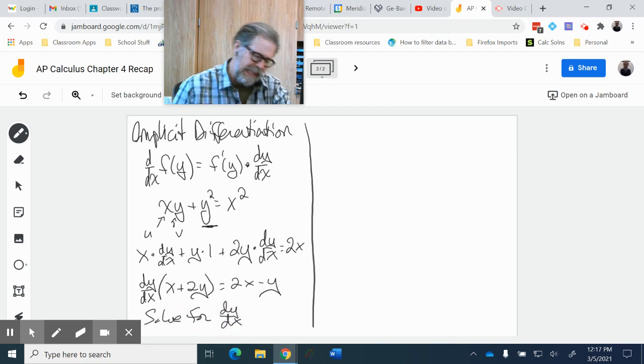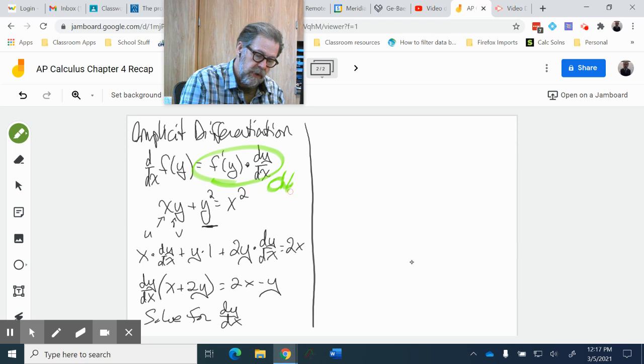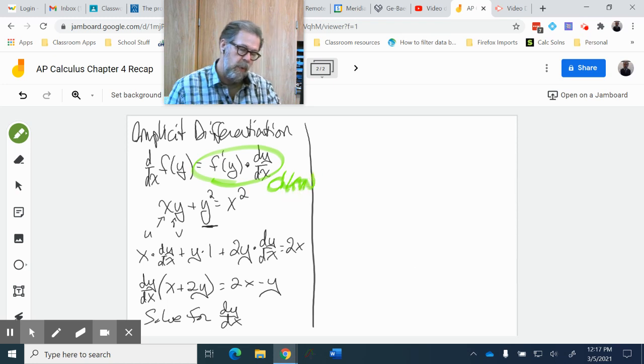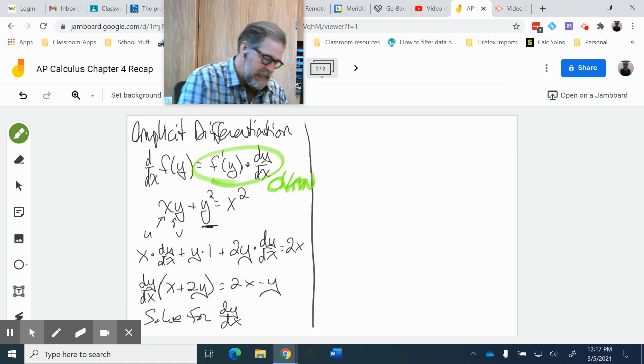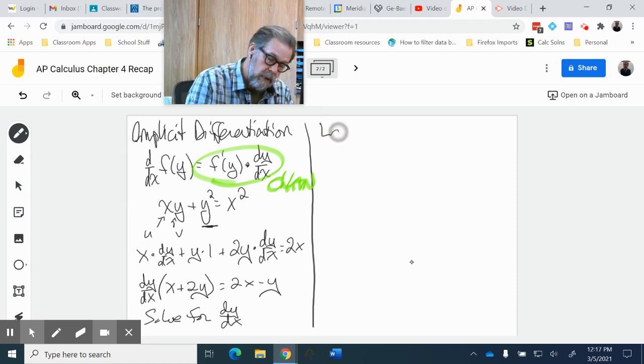So the key thing about this is to just recognize that this is an extension of the chain rule with y as some function of x. We just don't happen to know what the function of x is, so it makes it more difficult. Okay, that's implicit differentiation. Let's talk about logarithmic differentiation.